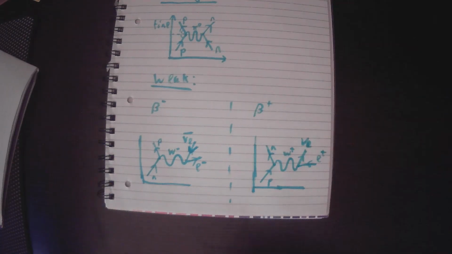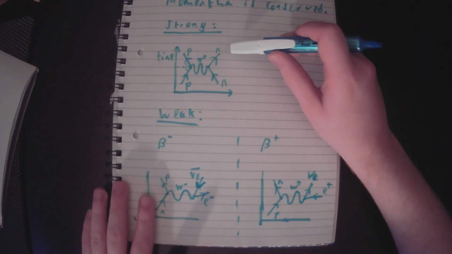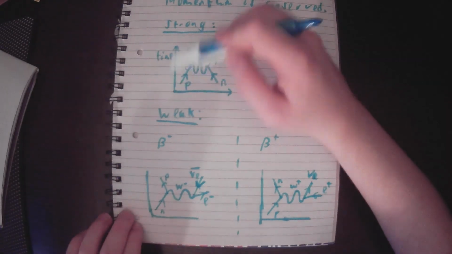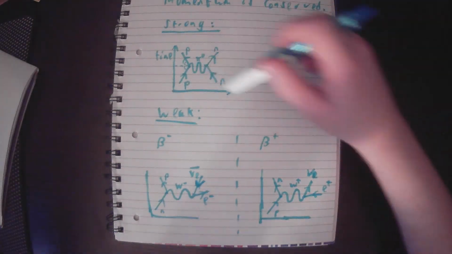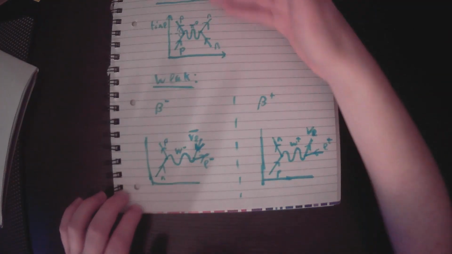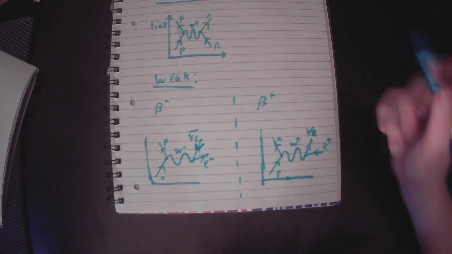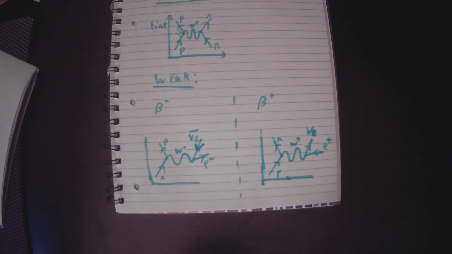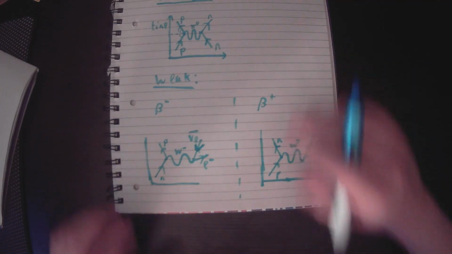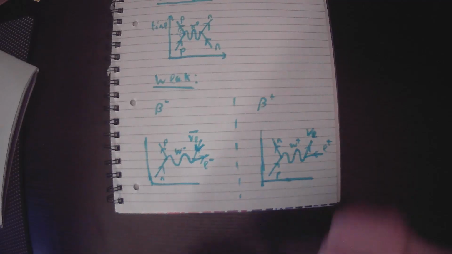So these are our weak interactions, that's our strong interaction. I like to think about it as the reactants are on the bottom half and the products are on the top half. That's sort of like a chemistry way to look at it, even though it's not a chemical interaction. And yeah, that's sort of how I like to think about it.